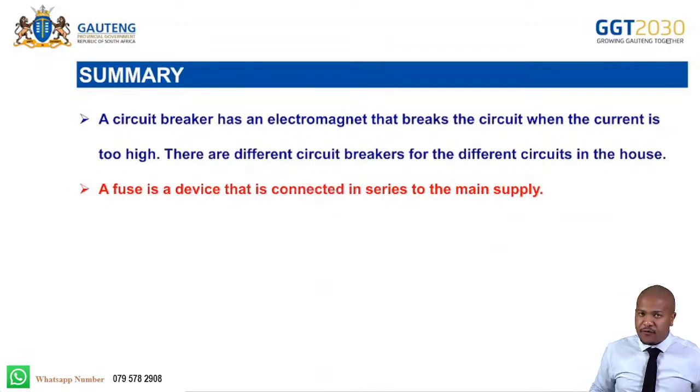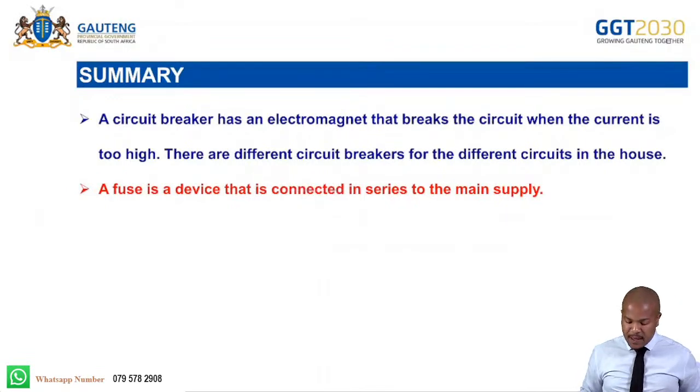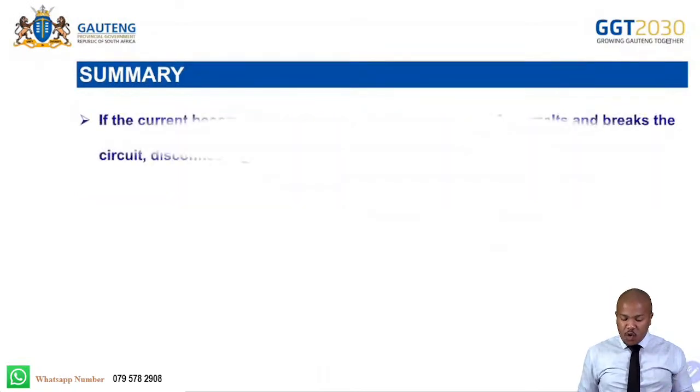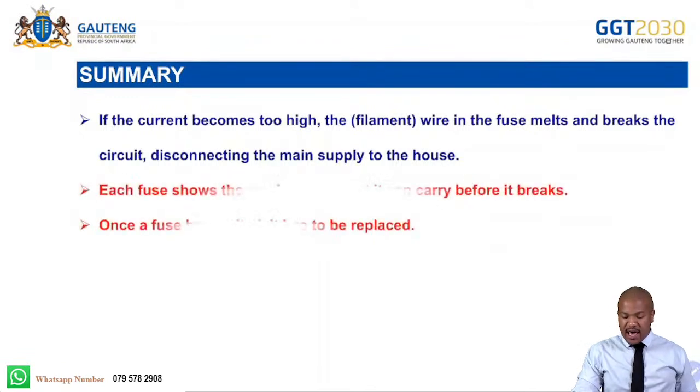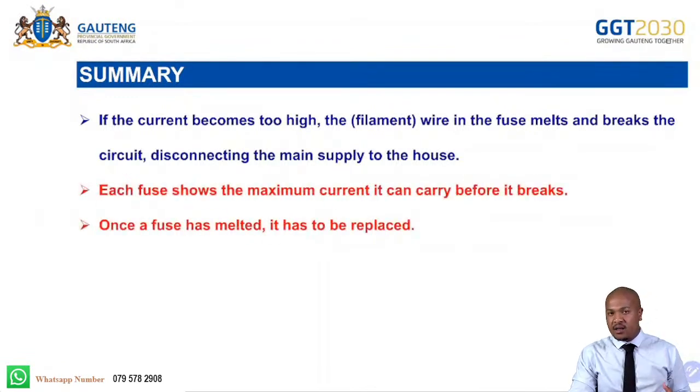A fuse, as one of our safety devices, is connected in series to the main supply. And a fuse has what? A wire inside, or the filament, which will melt and break the circuit, disconnecting what? The main supply to the house. Are we together? The wire in the fuse melts when the current is too high. Each and every fuse has an amount of current that it can handle before it breaks, so it shows the maximum current it can carry before it breaks.